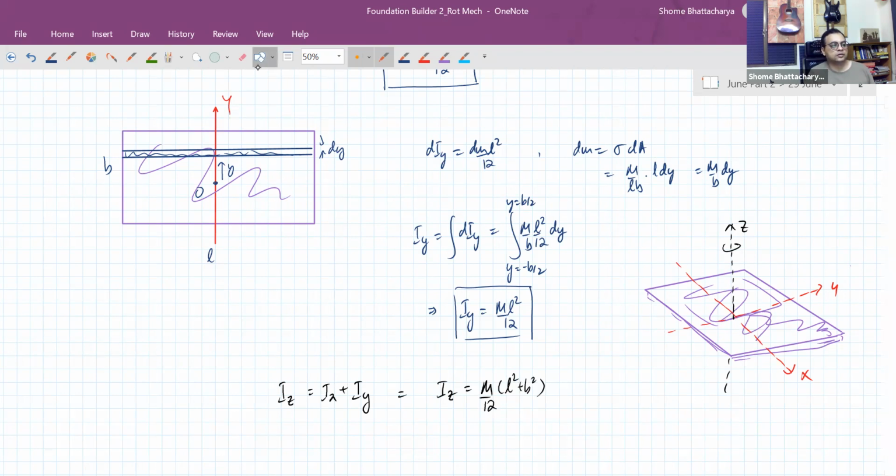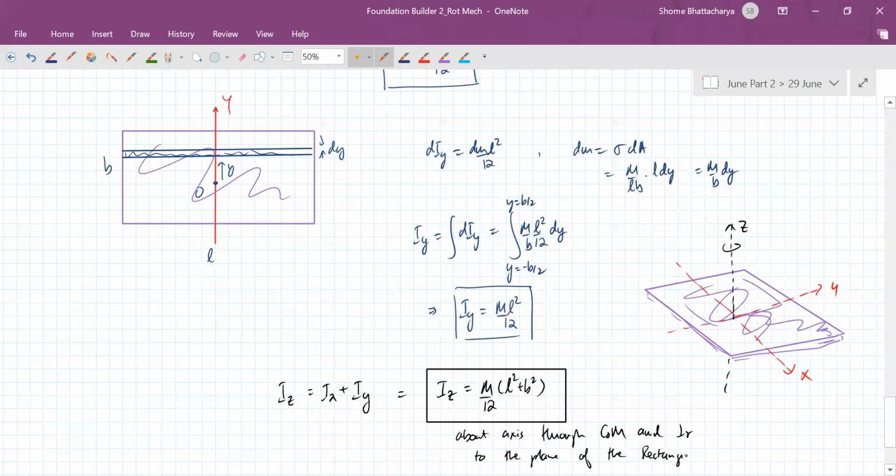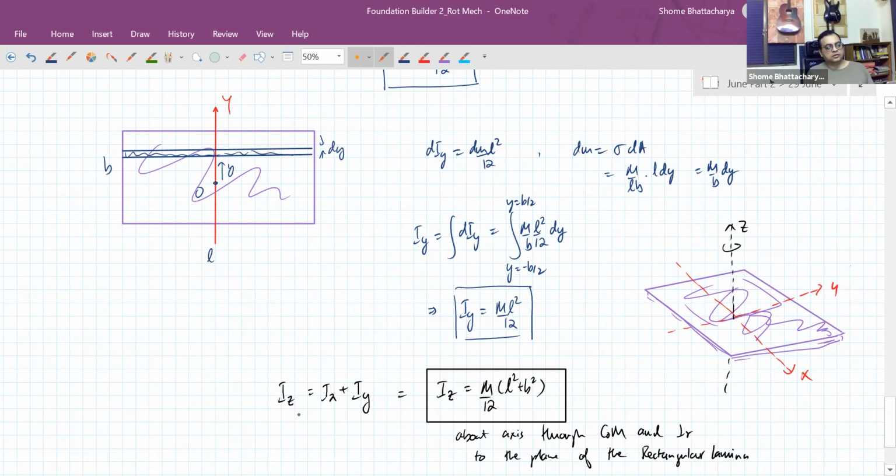So you get this. Okay, so this is about the axis through the center of mass and perpendicular to the plane of the rectangular lamina. This is the perpendicular axis theorem.